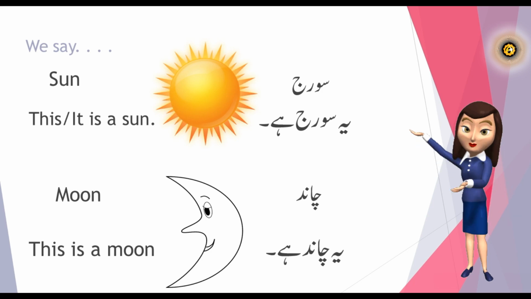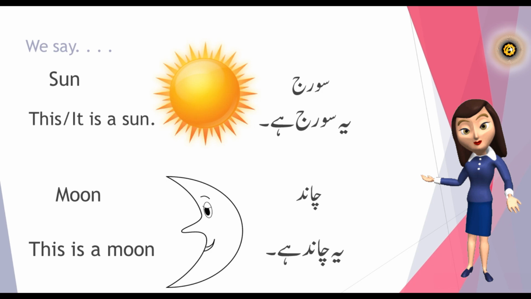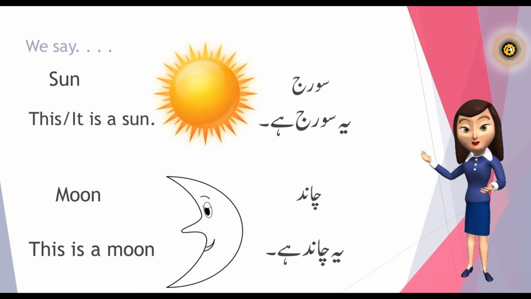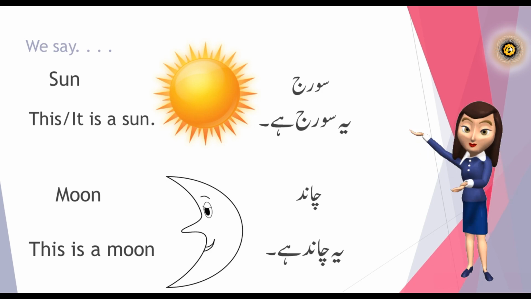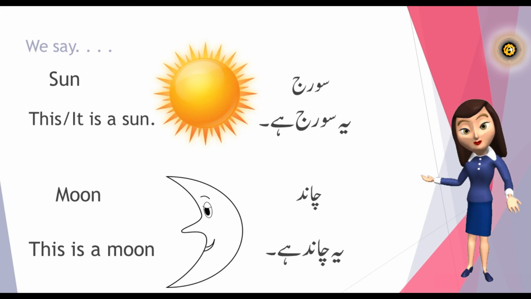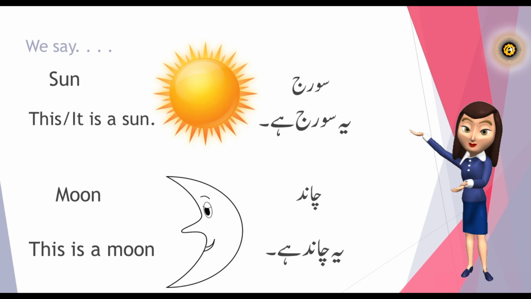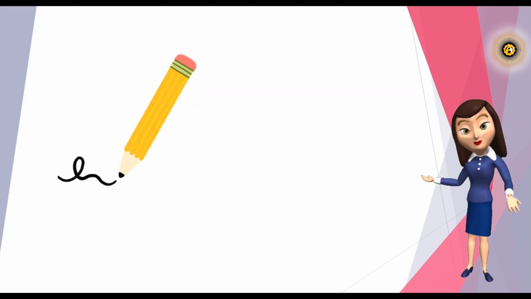So in English we say moon and in Urdu it is chaand. Then we say this is a moon and in Urdu it is ye chaand hai. Repeat and remember, alright? Okay, so this is the end of today's lesson.